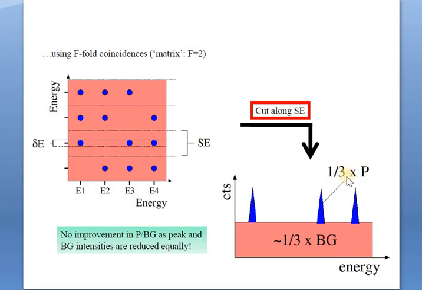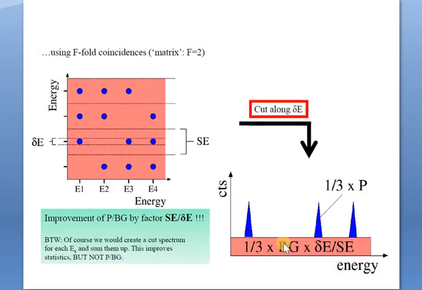However, do note that previously in this projection we had 1, 2, 3, 1, 2, 3, 1, 2, 3. If this is the peak, then this time, compared to the 3 dots, we have got only 1 dot. So the statistics of the peak is 1/3. However, the background statistics has also reduced similarly to 1/3 of the previous case. Now this is an approximate number.